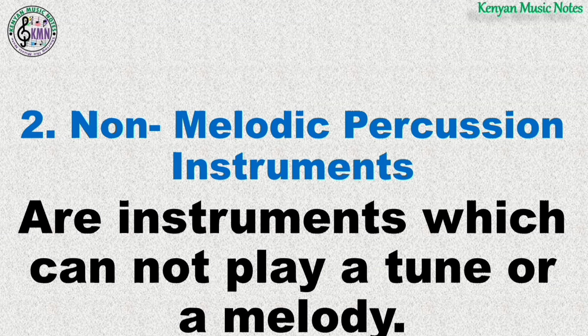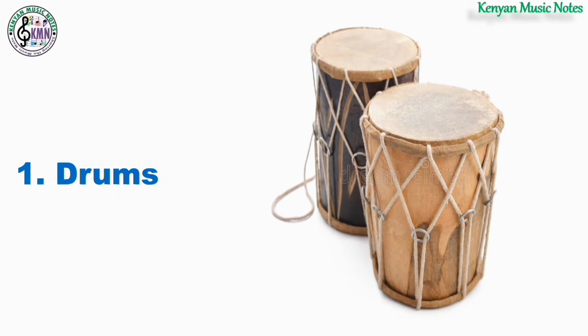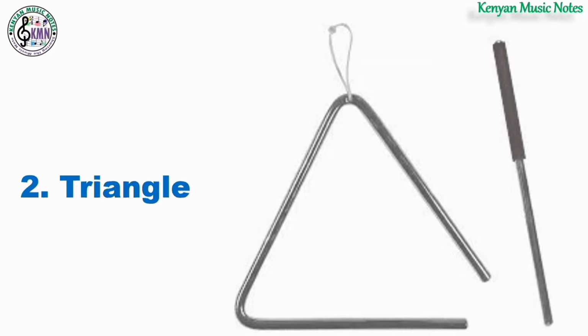We need to ask ourselves, which are these non-melodic percussion instruments? They include the drum. Everyone knows how a drum looks like. And when we beat the drum, it produces a sound. The next non-melodic percussion instrument is the triangle. So this is a triangle.